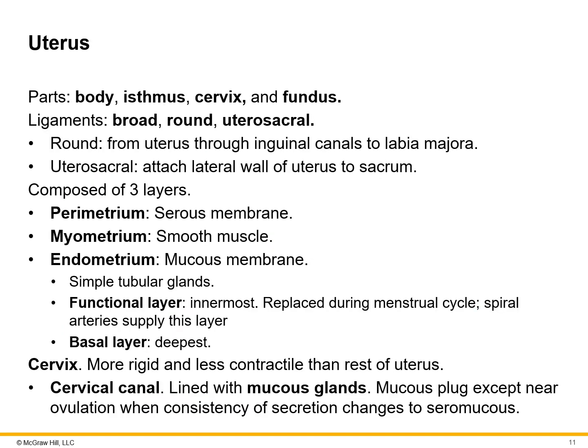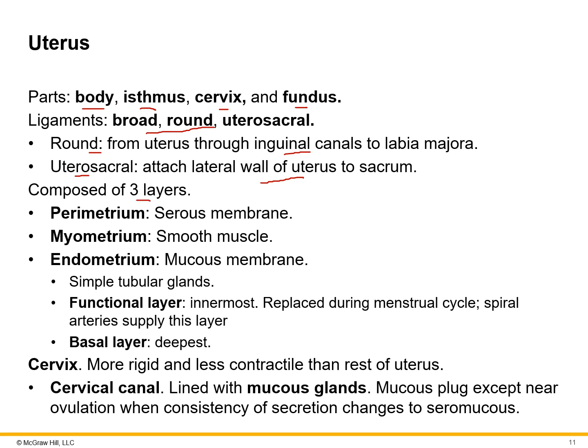Looking at the uterus, we have a few different parts. We have the body of the uterus, the isthmus, the cervix, and the fundus all make up the uterus. The ligaments here, the broad ligament we already mentioned, we have the round ligament and the uterosacral ligaments. So again, we already mentioned the broad. The round is from the uterus to what's called the inguinal canals of that labia majora that's on the outside, the external genitalia. The uterosacral attaches the lateral walls of the uterus to the sacrum.